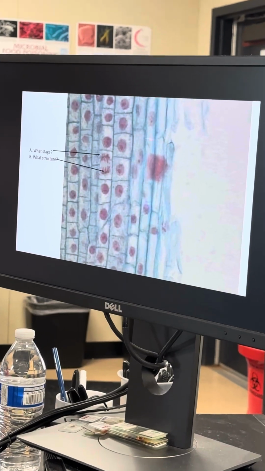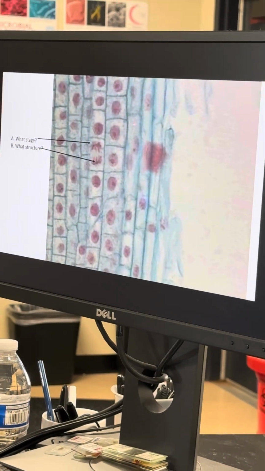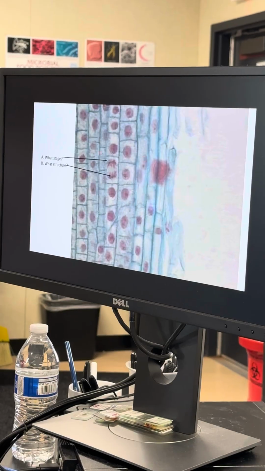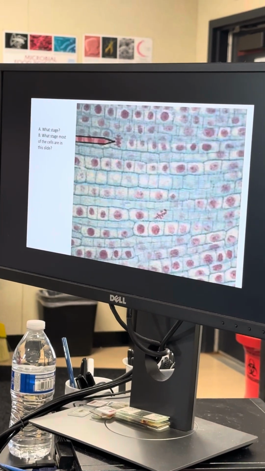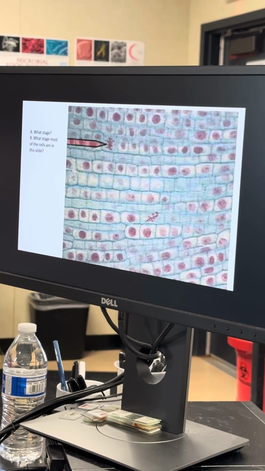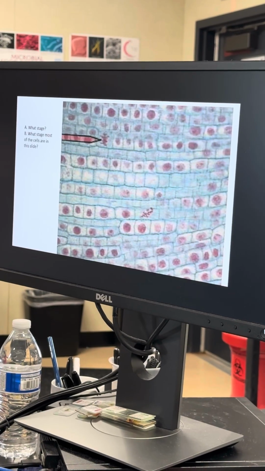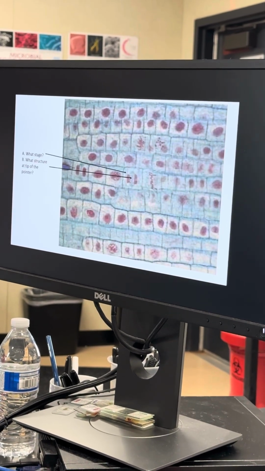Is that right? This is onion root tip. Everything else is interphase. Most everything else is interphase. Metaphase, most everything else is interphase. Mitosis, of course. You have metaphase.